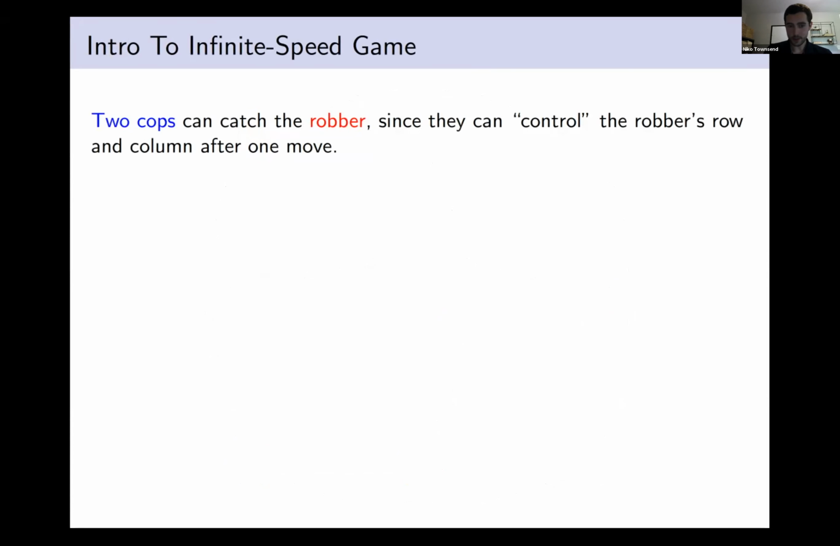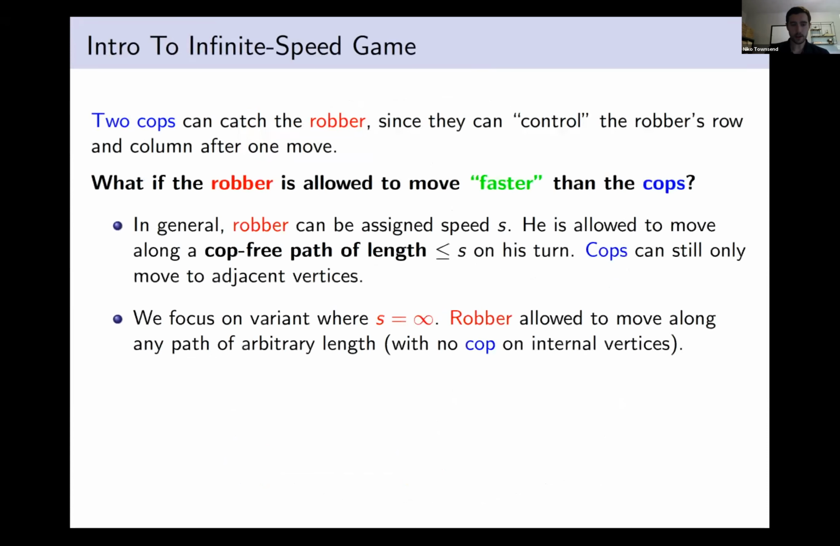Now, the game of cops and robbers has been extensively studied starting in the 1980s. What we're going to be looking at is the variant where the robber is allowed to move faster than the cops. In general, the robber can be assigned a speed S. That means he's allowed to traverse a path of length S on his turn, provided that he is not moving through any cops. When S is equal to 1, we get the original game.